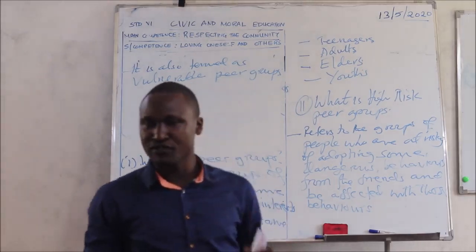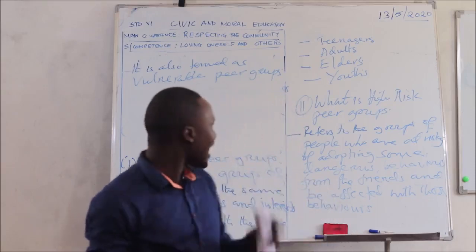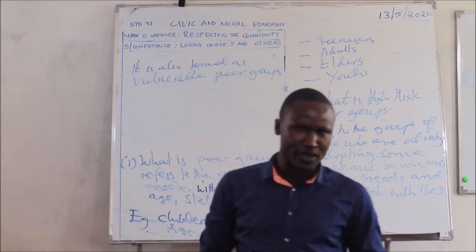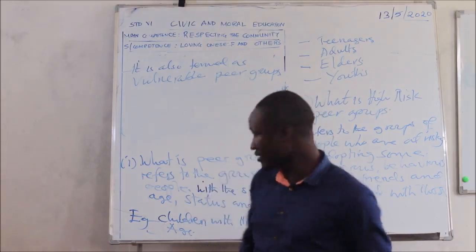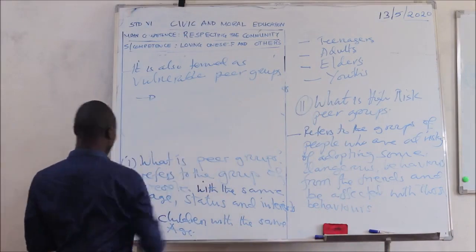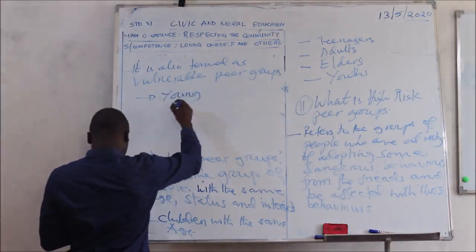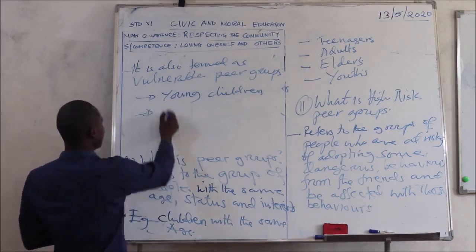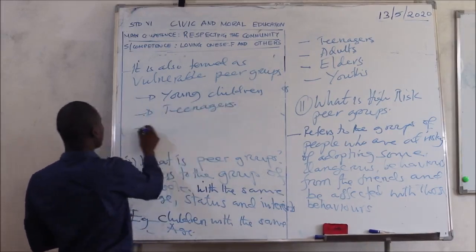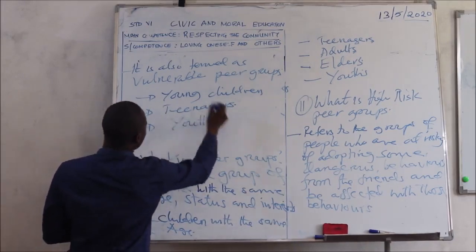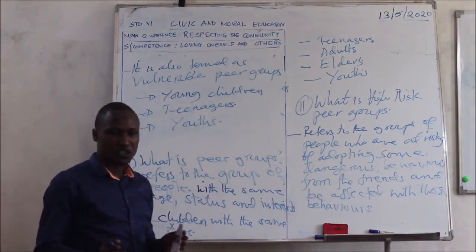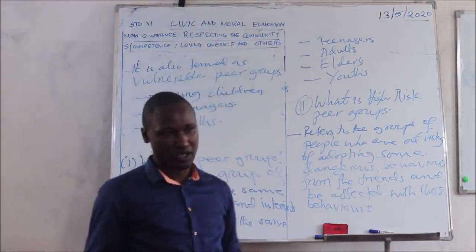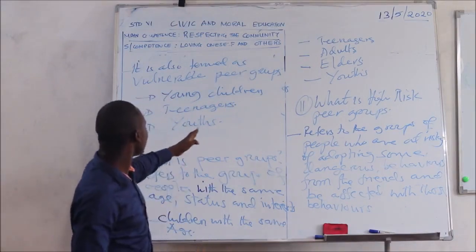Now, in our society, we have the most vulnerable groups, the most high risk peer groups. Apart from the groups that you have mentioned, we have those groups which are at high risk of being affected by or adopting risky behaviors. A good example of these groups, we have the following. One, young children. Another, teenagers, and the last one is youths. So these three groups are vulnerable to being affected by or copying different risky behaviors from their colleagues or from their friends. Young children, teenagers, as well as youth.